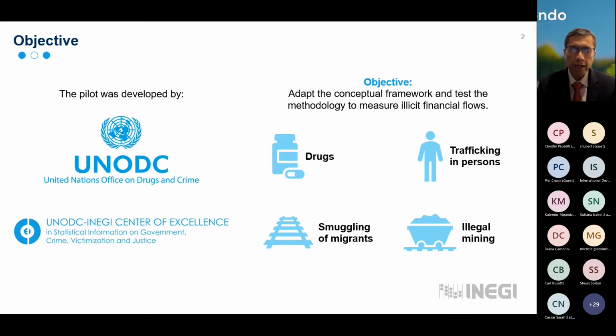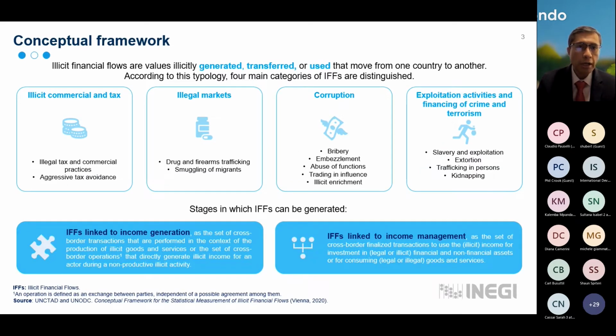As mentioned by Angela, it has different types of illegal markets. What was included in the pilot was drugs, trafficking in persons, smuggling of migrants, and illegal mining. The definition for illicit financial flows that was used was values illicitly generated, transferred, or used that moved from one country to another. On this schematic, as Angela already mentioned, illicit flows can be around illicit commercial and tax, illegal markets, corruption, exploitation activities, and financing of crime and terrorism.